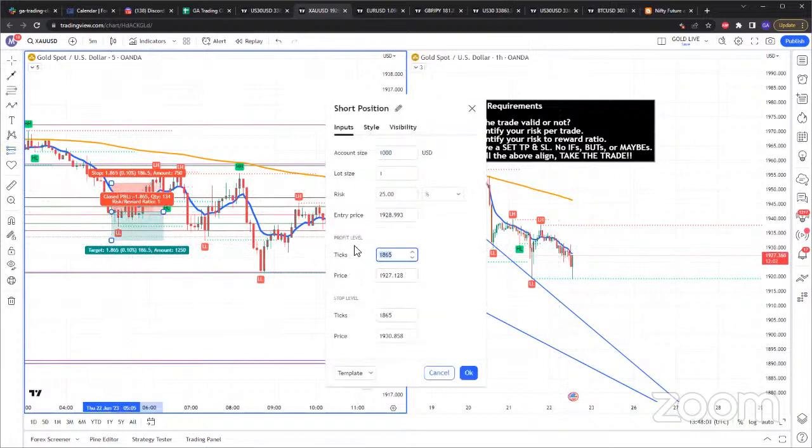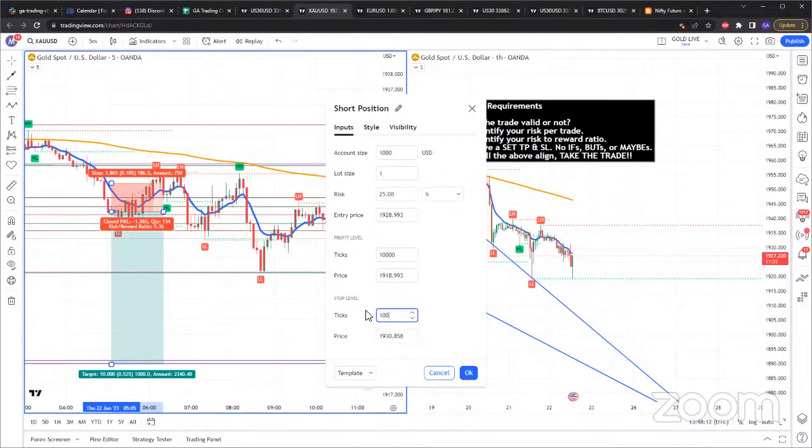And for gold, I normally go for, what is that? 100 pips TP and 100 pips stop loss nowadays. So that's the trade I would have taken on gold.